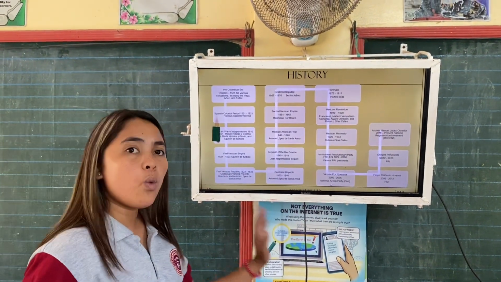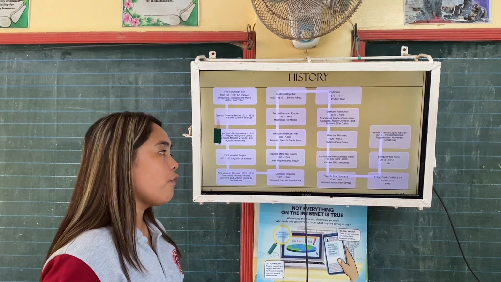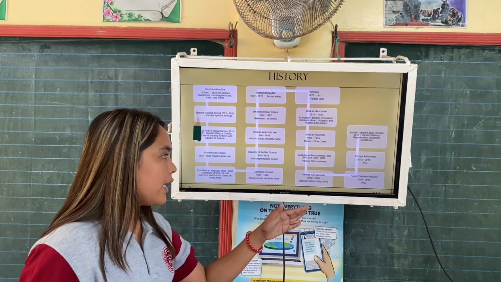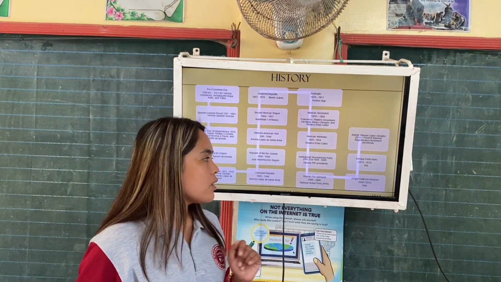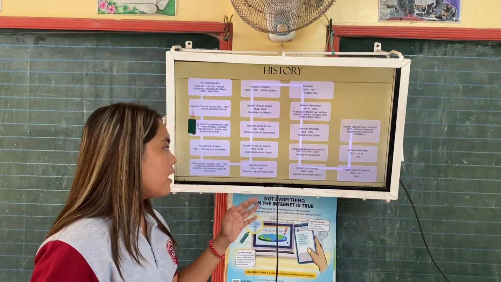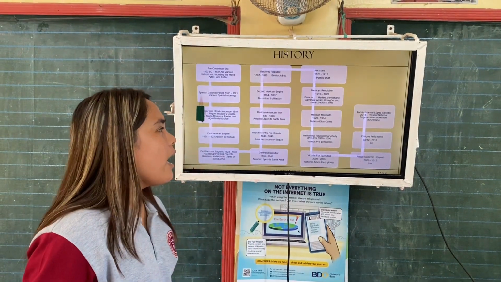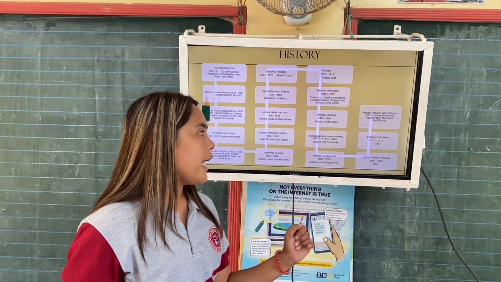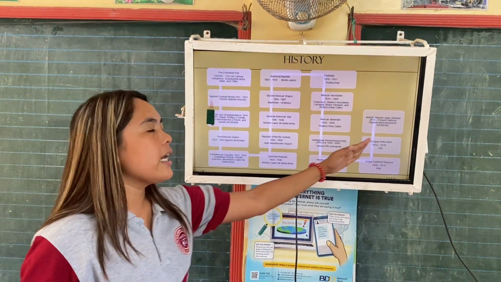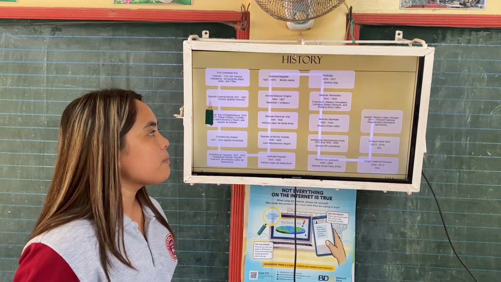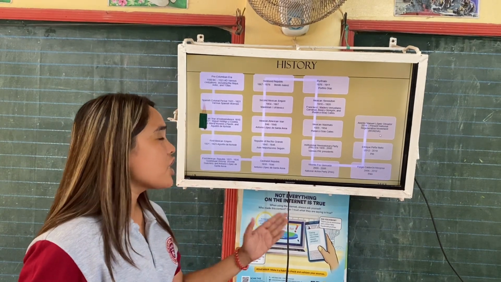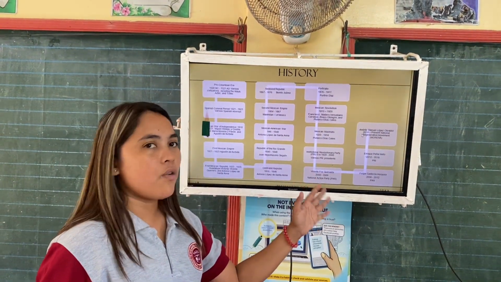And then by 2001 to 2006, the leader is Vicente Fox Quesada of the National Action Party, or the PAN. And then 2006 to 2012, Felipe Calderon Hinojosa, also of the National Action Party. And then 2012 to 2018, Enrique Peña Nieto is the leader. And then 2018 up to the present, Andres Manuel Lopez Obrador, of the National Regeneration Movement, or the Morena.